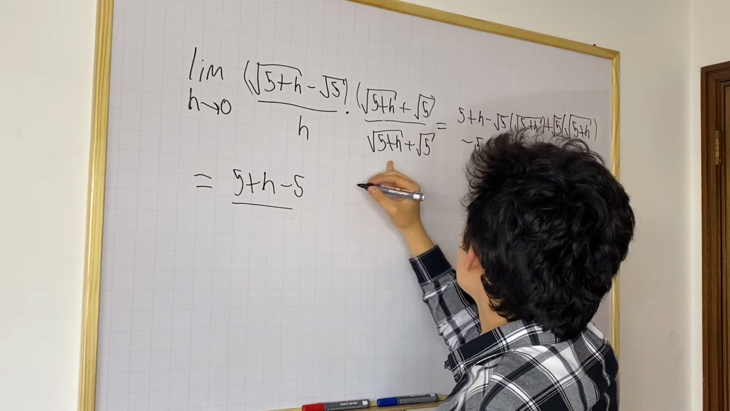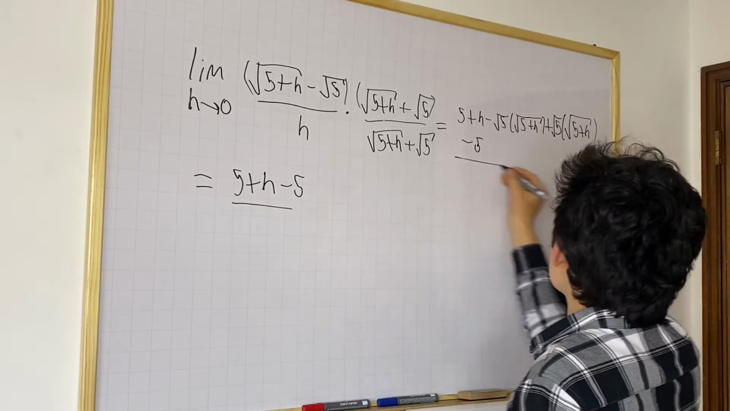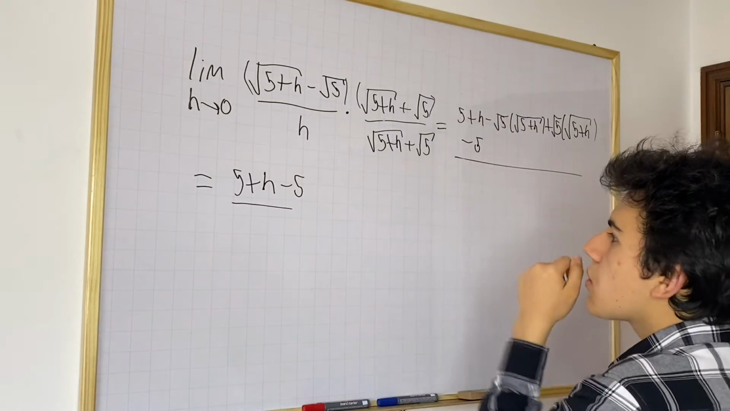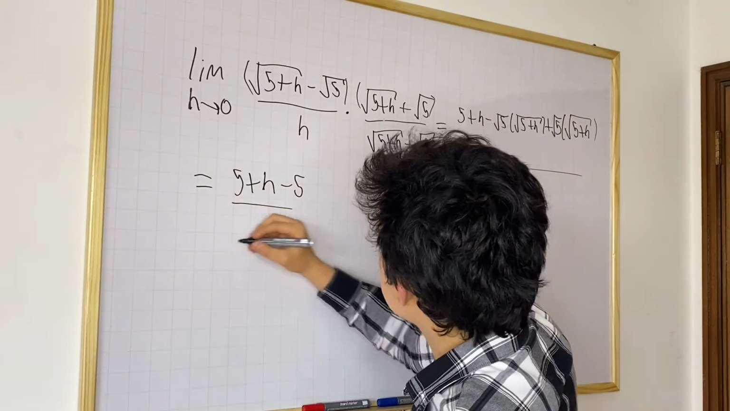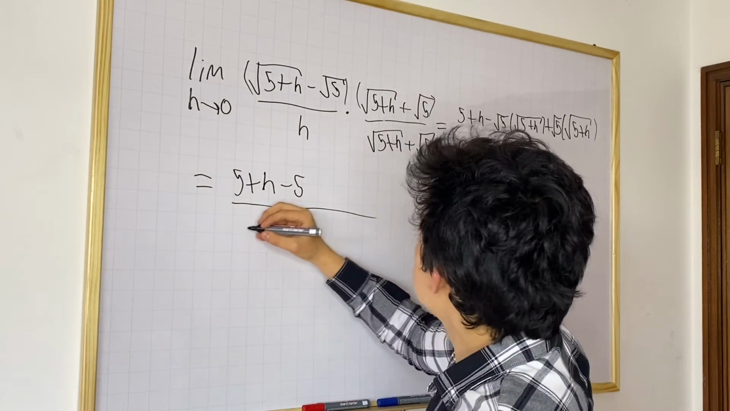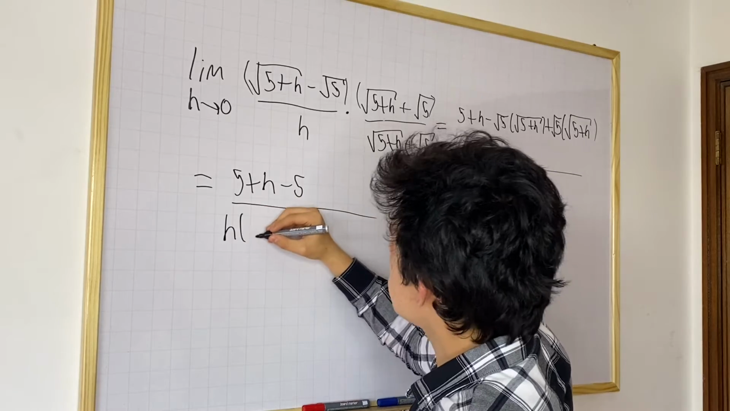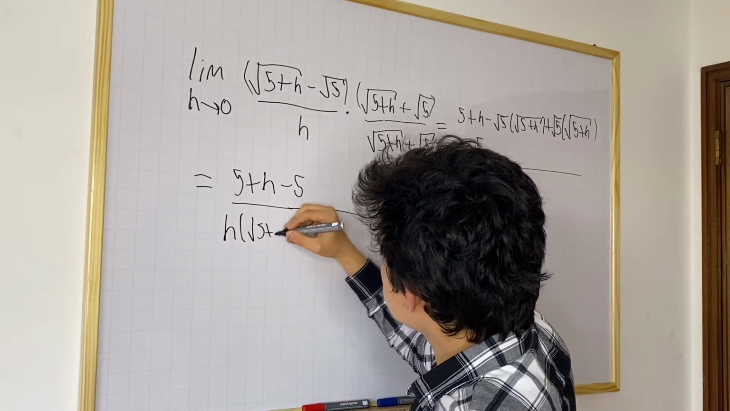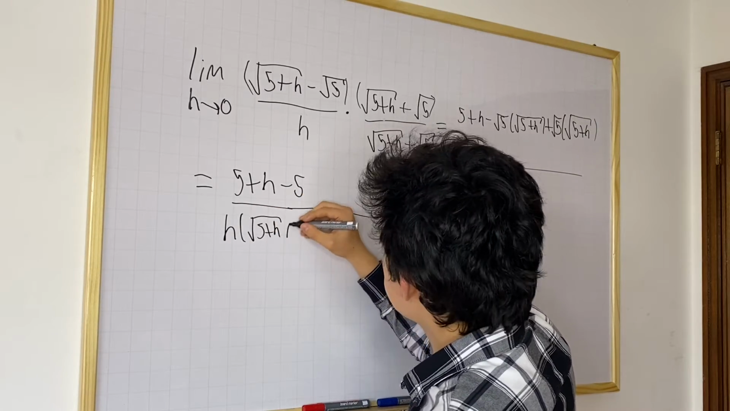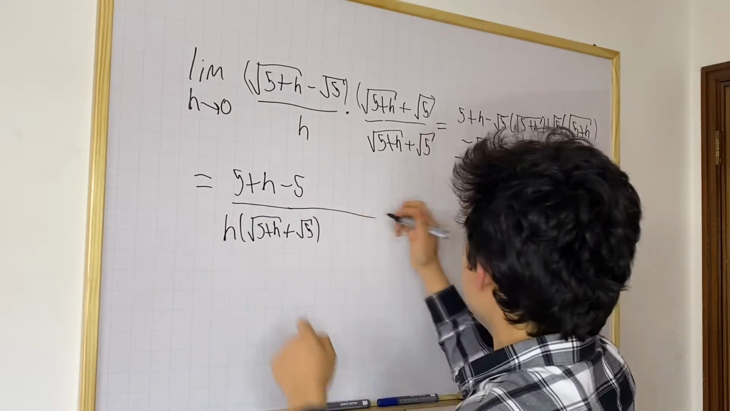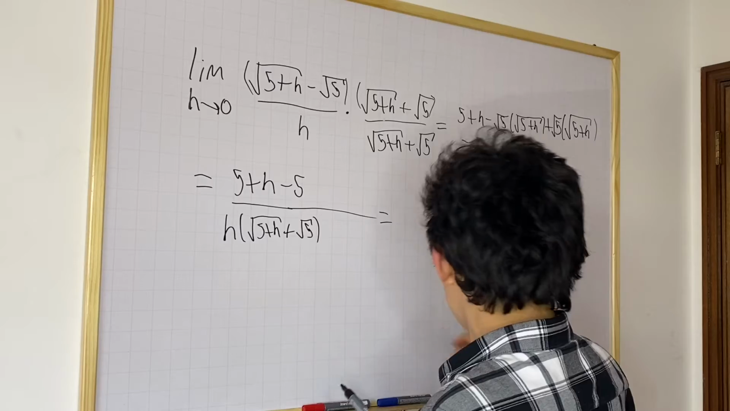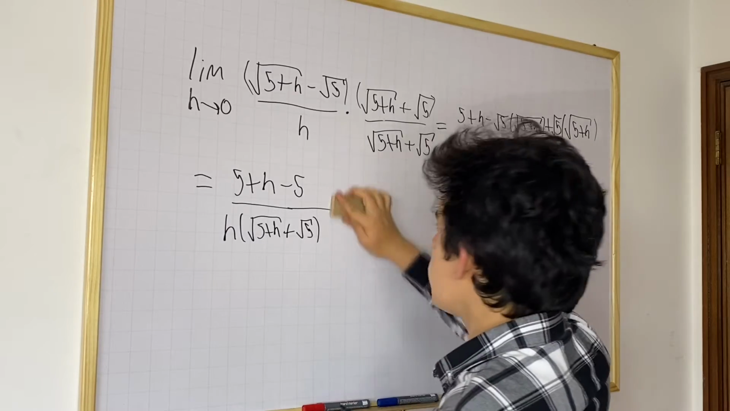Over, and now, oh yeah, I forgot here the denominator. Should we cross? No, we can't. We should not cross because we can cancel out something pretty straight up. We get h times square root of 5 plus h plus square root of 5. Now you see, we're gonna get 0 in the denominator. The 5s go out, and we're gonna have that.